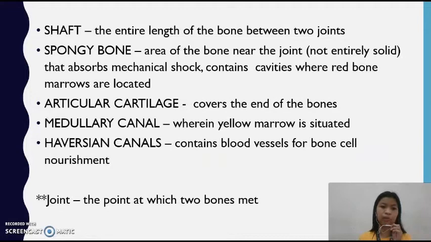And then, we also have here joints. Joints are the points at which two bones meet. Ayan. So, yun yung joints. So, for every joint, end of the bone, meron tayong articular cartilage in order to prevent friction between the two bones.